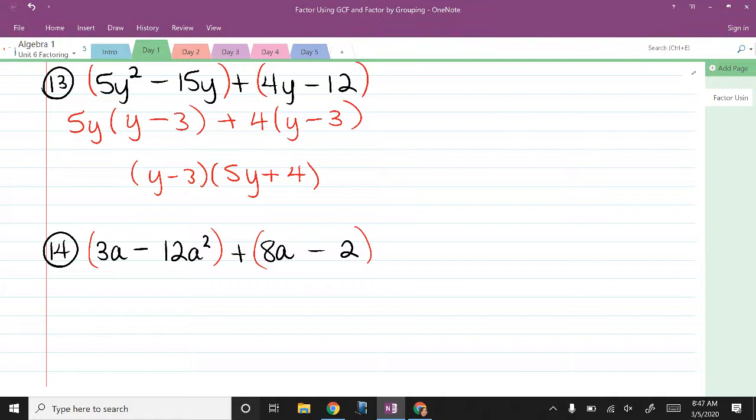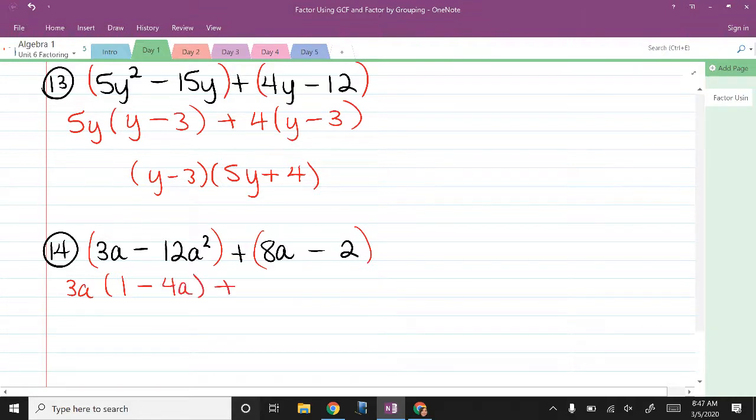All right. So grouping. What's my GCF in my first group? 3A. Do y'all agree? Parentheses. What multiplies times 3A to get 3A? 1. Copy the minus. What multiplies times 3A to get 12A squared? 4A. Plus in the middle. What's the GCF between 8A and 2? 2. What times 2 is 8A? 4A. And what times 2 is negative 2? Are they the same? No. Can I fix it? Put the negative in front and then change the first parentheses to match the back one.